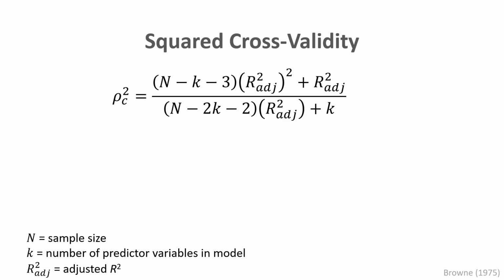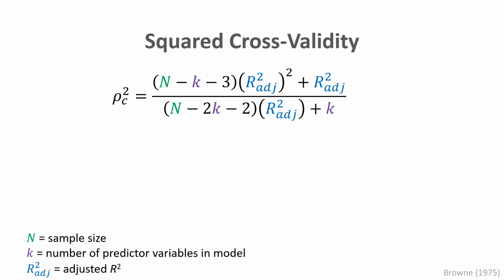Now let's move on to the squared cross-validity. The squared cross-validity formula is as appears here, where again, N represents the sample size, K is the number of predictor variables in the model, but this time we have R squared adjusted in the model instead of R squared unadjusted. This formula will do something similar to the adjusted R squared, where the smaller our sample size is and the larger the number of predictor variables is, it's going to downwardly adjust or shrink our R squared value, which in this case will end up being referred to as the squared cross-validity. Okay?